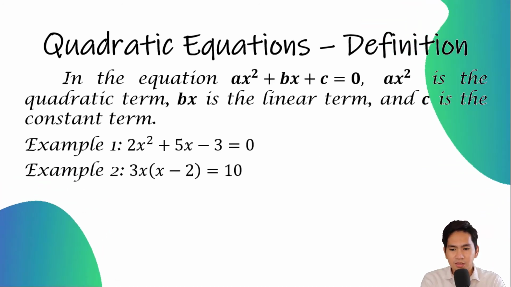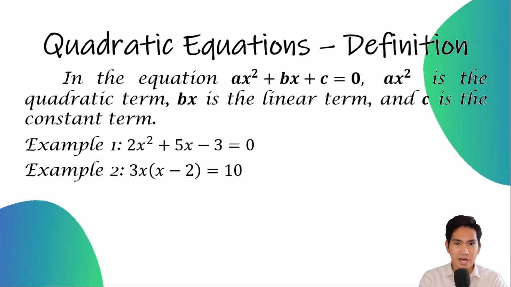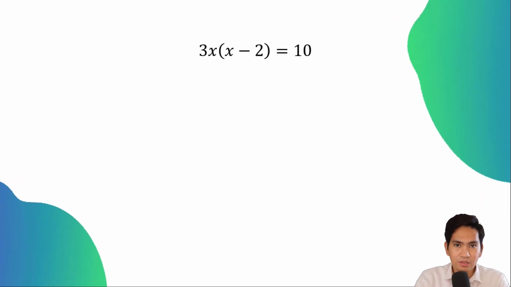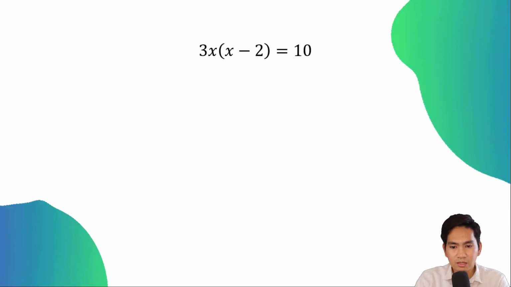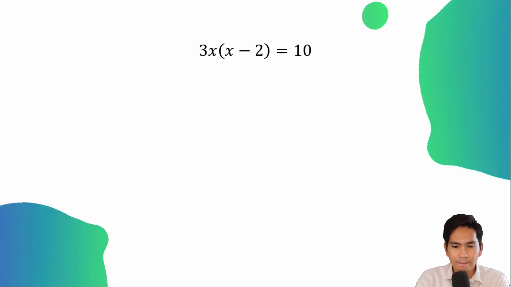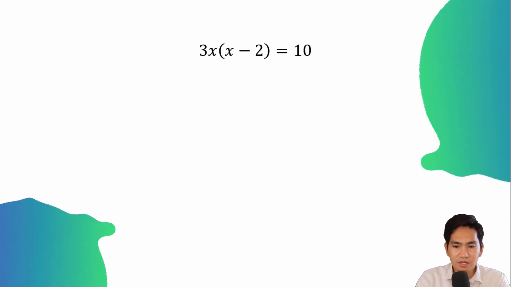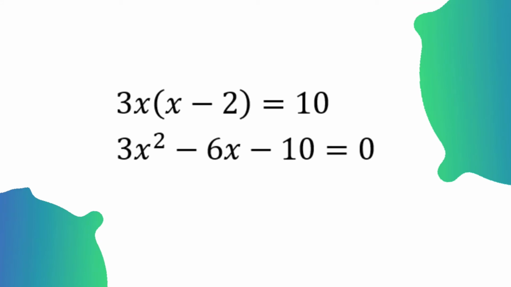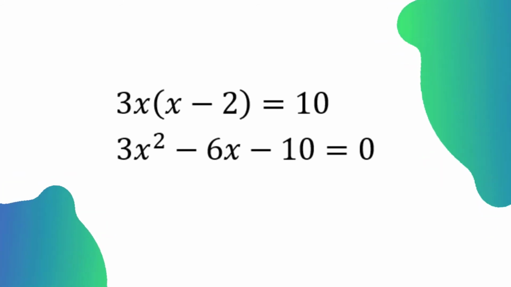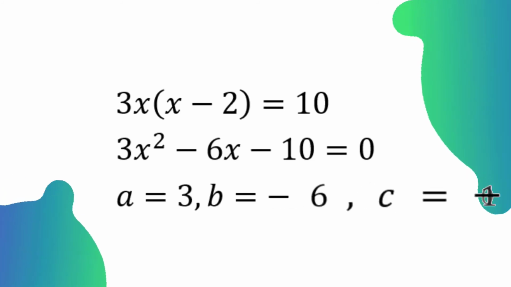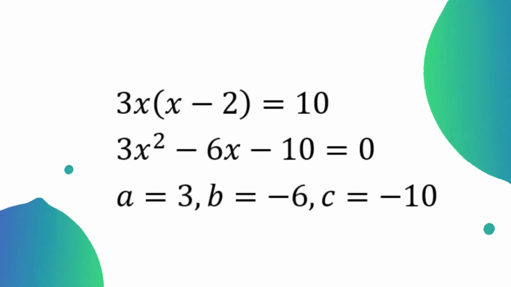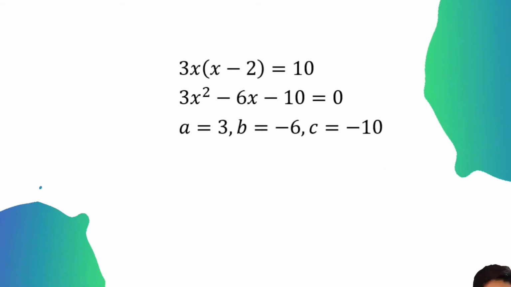Example number 2: 3x times the quantity of x minus 2 is equal to 10. We can see in this example that there is no visible highest exponent, which is 2. But we can transform this into a quadratic equation. Multiplying 3x to the binomial x minus 2 gives us the following. And then we just have to transpose 10 to the other side of the equation, so all of the terms will be written on the left-hand side of the equation. This time it is now written in the standard form. We have to identify a, b, and c, which are 3, negative 6, and negative 10 respectively.